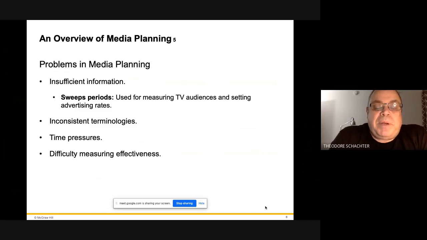Now, the sweeps period is a definition you should know because I think it's on the final exam. I'm not so sure how relevant it is these days, but what used to happen is four times a year, the Nielsen company used to do what's known as a sweep. In other words, it measured what people are watching on TV, and that became the ratings. So companies used to save their best programming for sweeps periods.